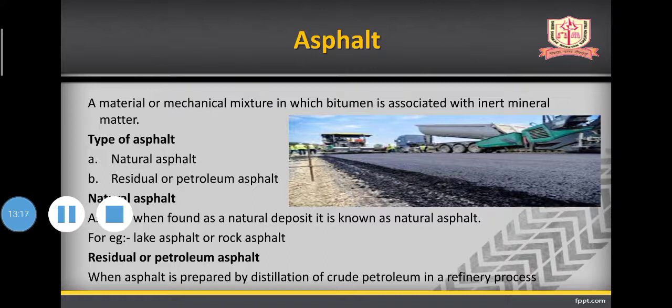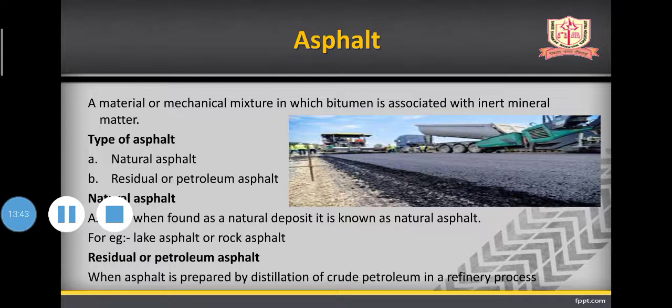Asphalt. What is asphalt? A material or mechanical mixture in which the bitumen is associated with inert mineral material. It means that in asphalt, the bitumen is mixed with inert mineral matter. Whichever inert mineral matter is present, if we mix it with bitumen, the result which we get is asphalt.